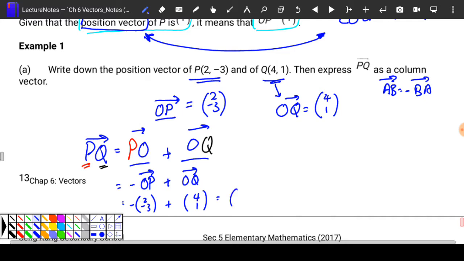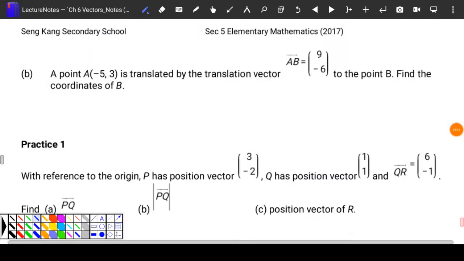So moving quickly, this will be -2, 3 plus 4, 1, and this will be 2, 4. So this is 2, 4. Anyone got question? No. Can go on?